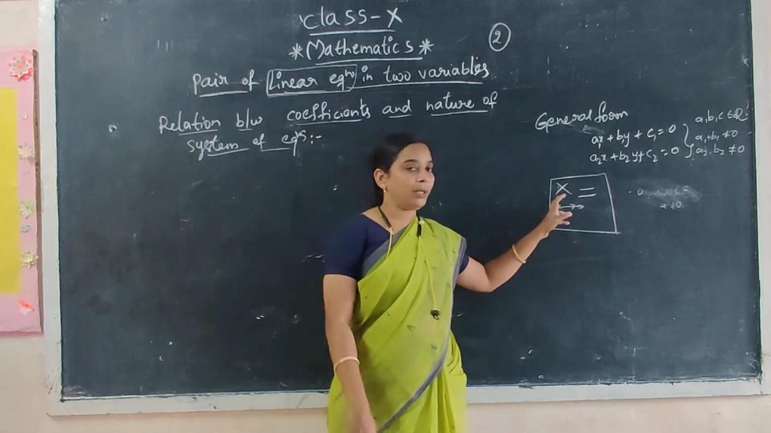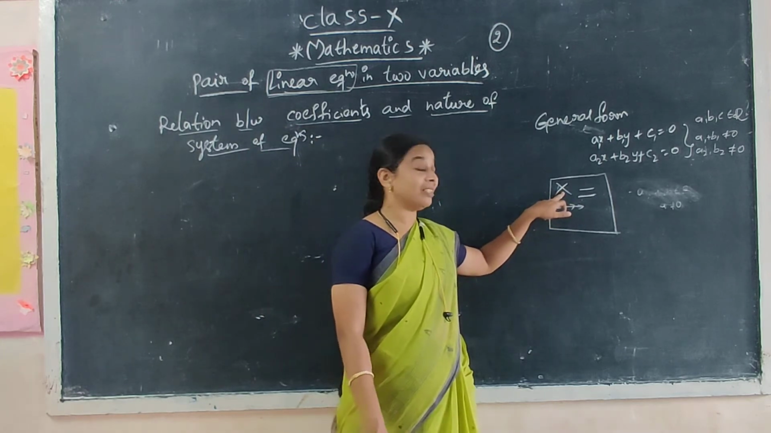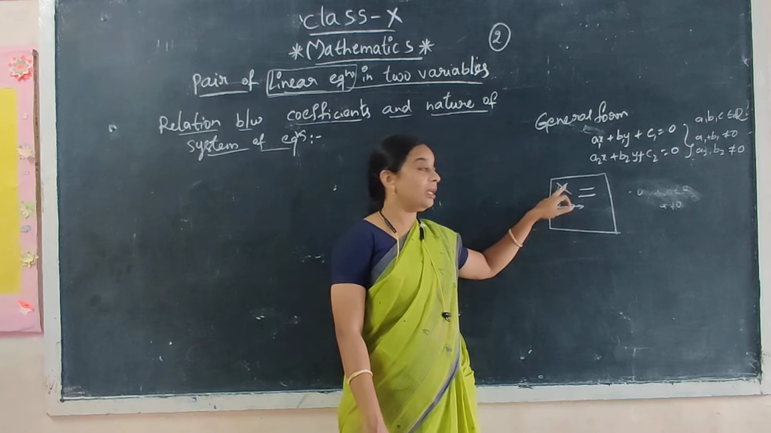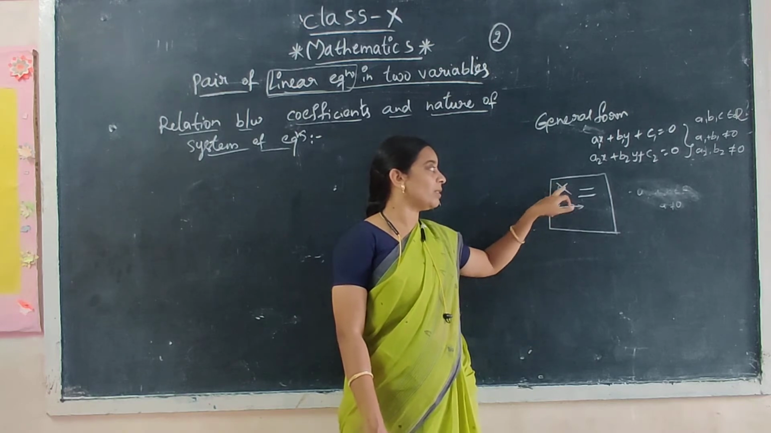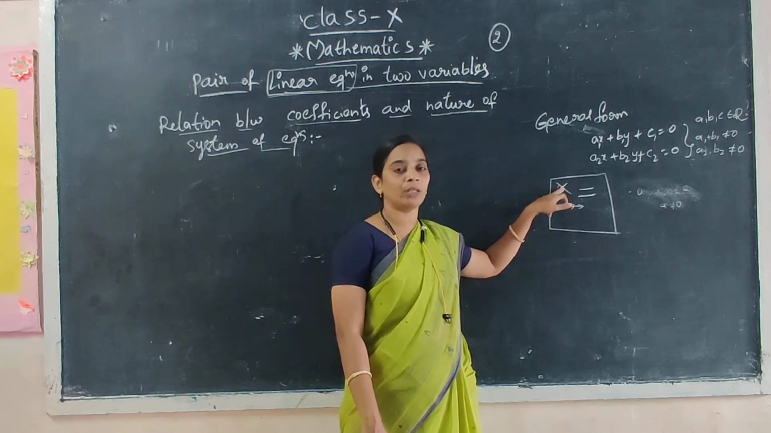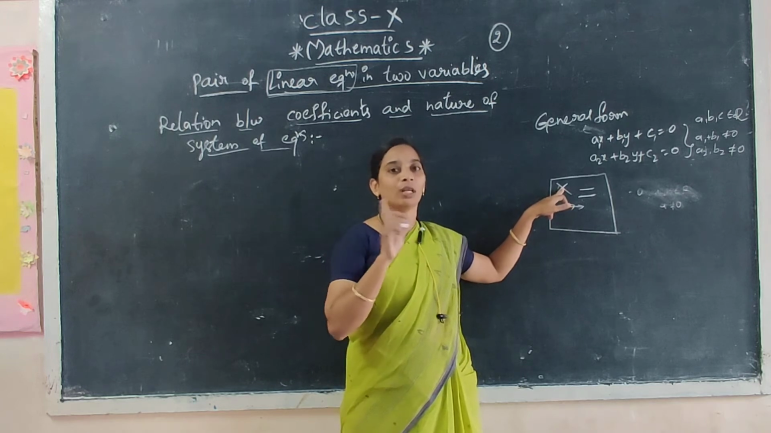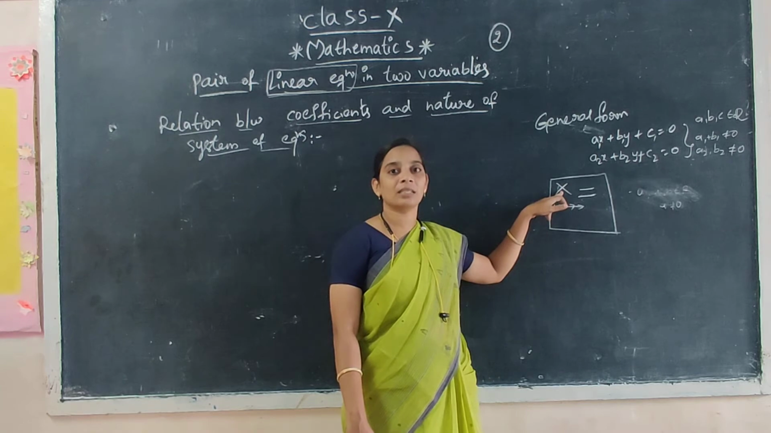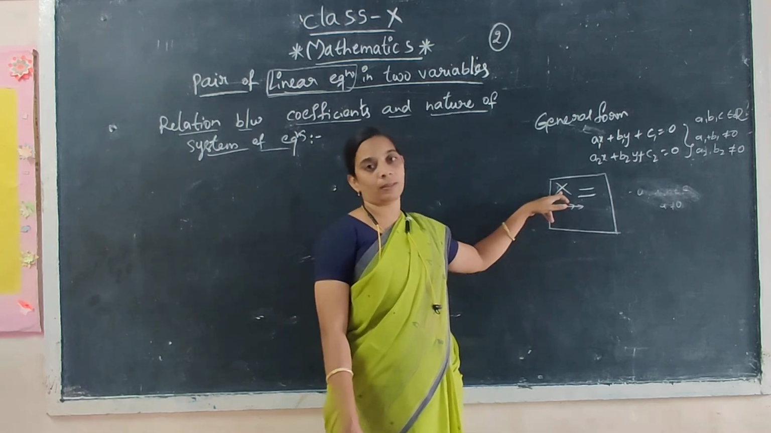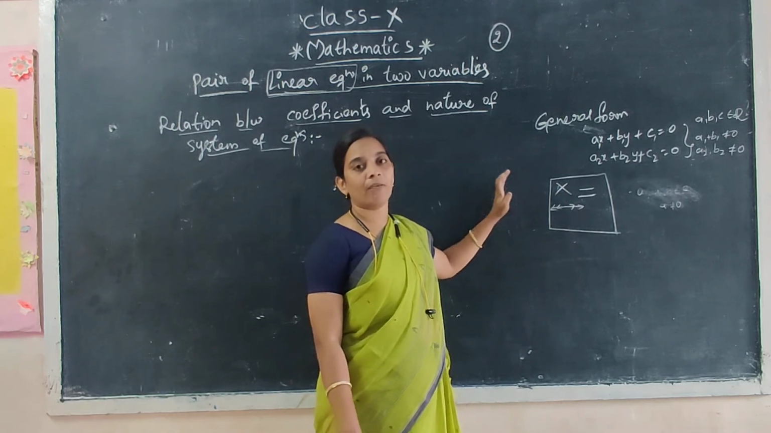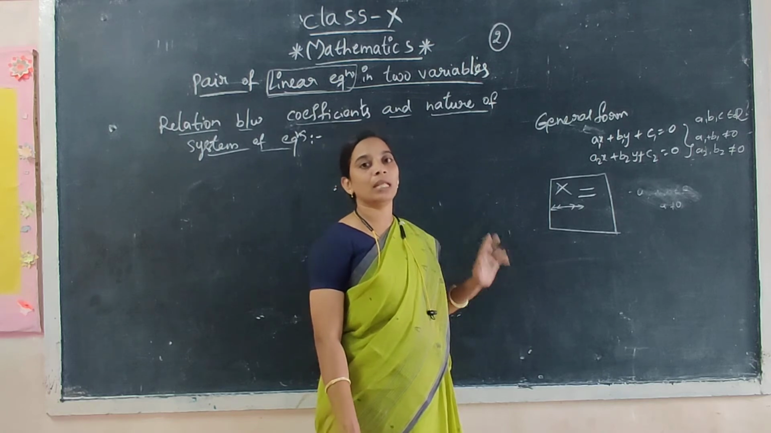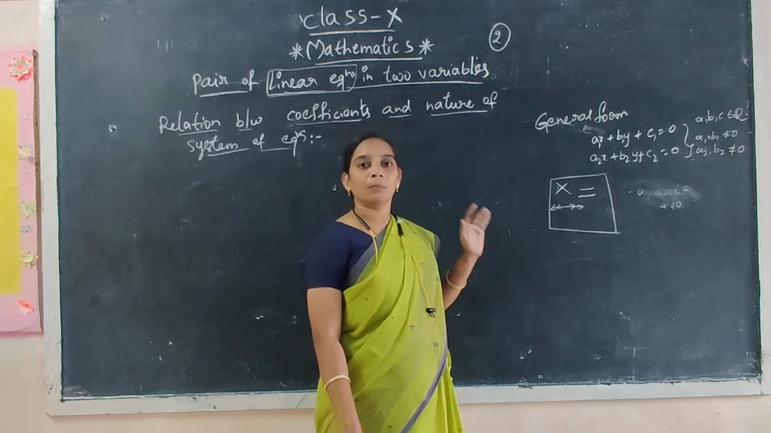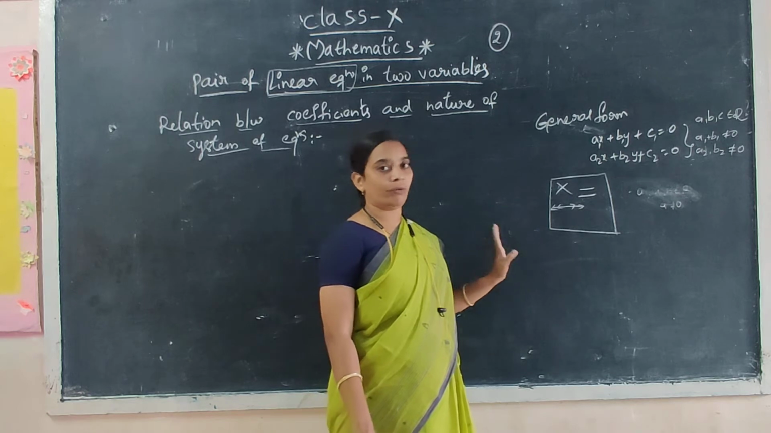In the previous video I explained what type of lines these are. Intersecting lines intersect at only one point, so you will get only one solution. Intersecting lines having only one solution are called a consistent pair of equations.